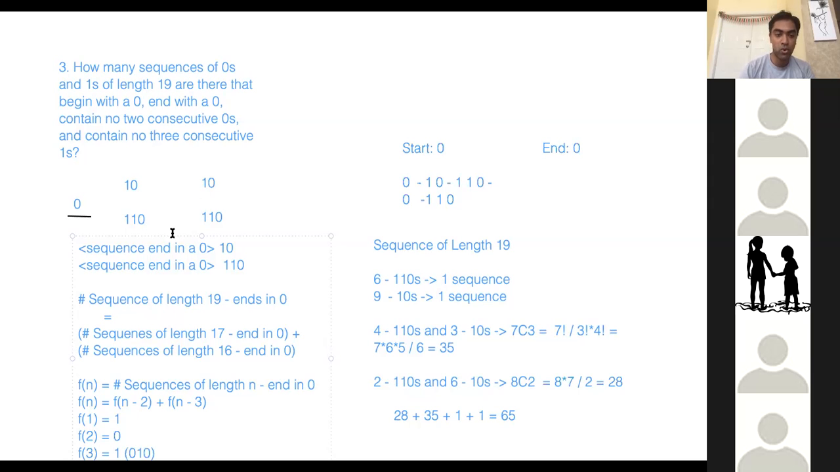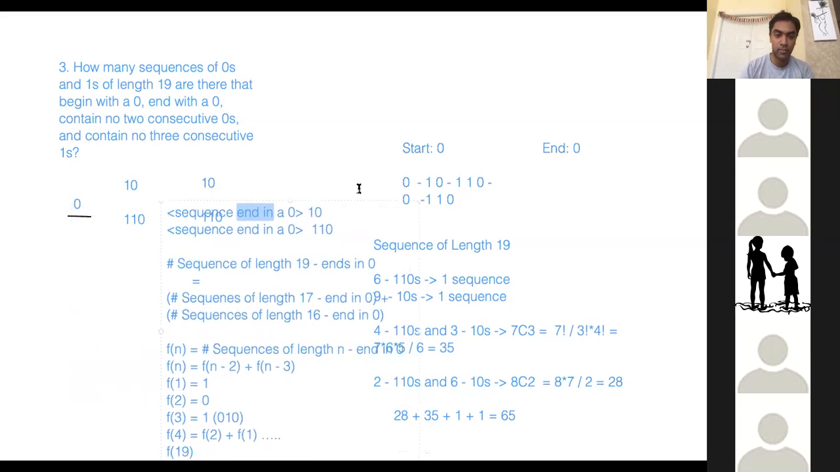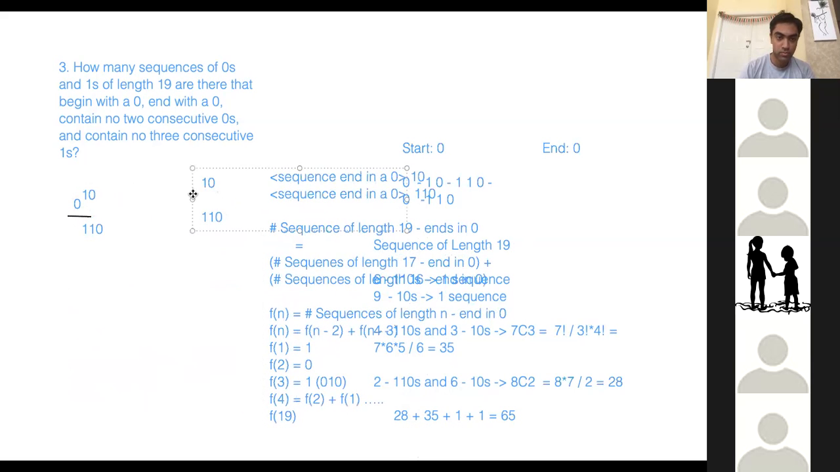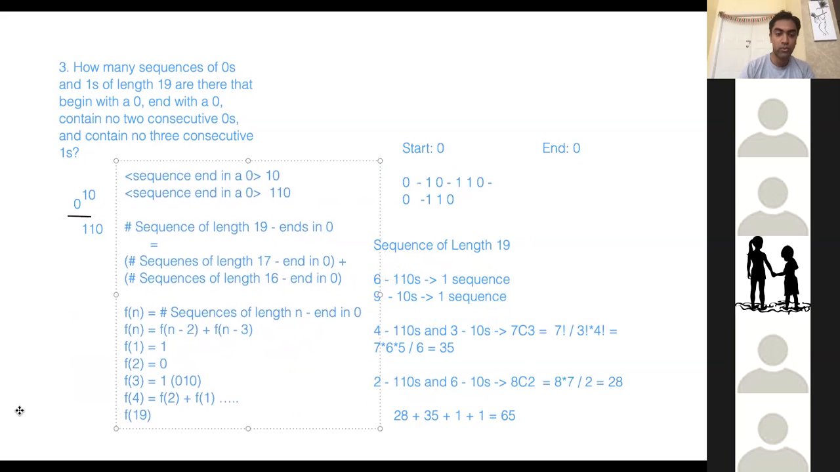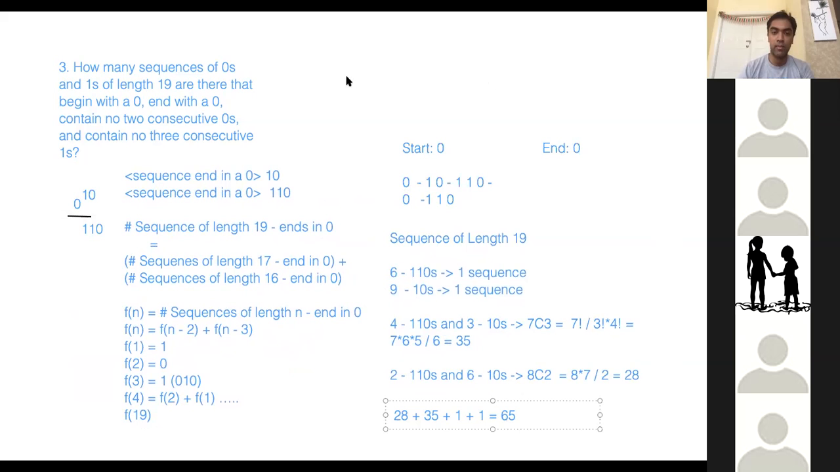And now I could compute all the future ones by doing f of 4 is equal to f of 2 plus f of 1, and so on. And I can compute f of 5, f of 6, and so on. And the answer that we're looking for is f of 19, which is the sequences of length 19 that satisfy the properties. If you repeat this process, you'll see that we'll actually get the same answer as we got when counting the sequences here. We will still get 65 here.